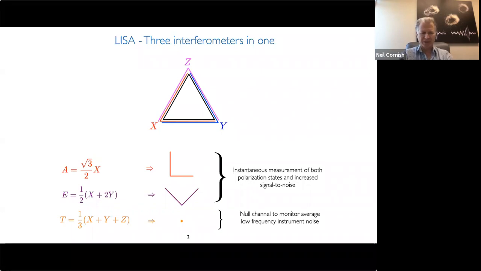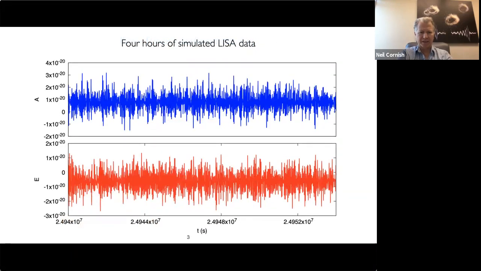So it's a null channel, which is useful for monitoring noise properties. That's all at low frequencies. At high frequencies, all three channels start to respond to gravitational waves. So here's just a little simulation. This is a simulation of 4 hours of LISA data. It's a very simplified simulation where only a small number of signals have been included.